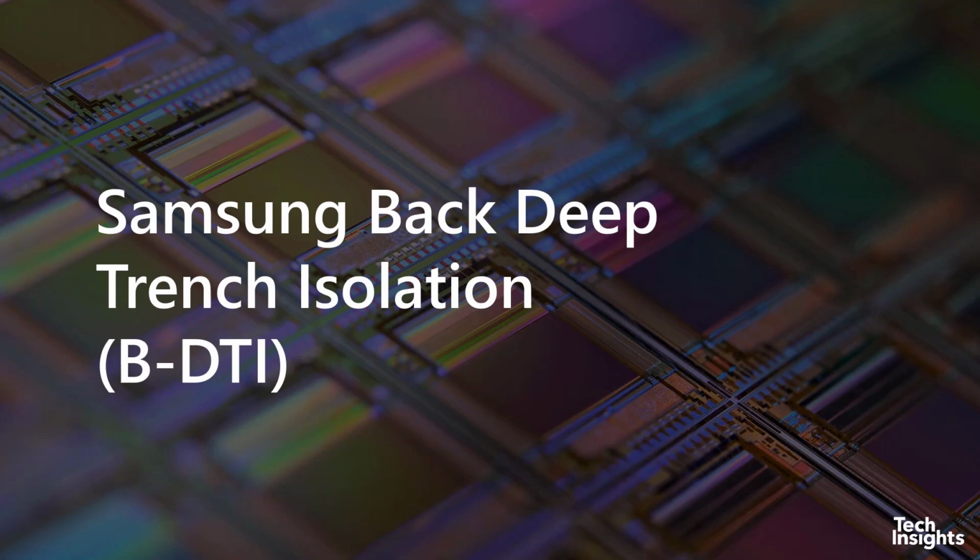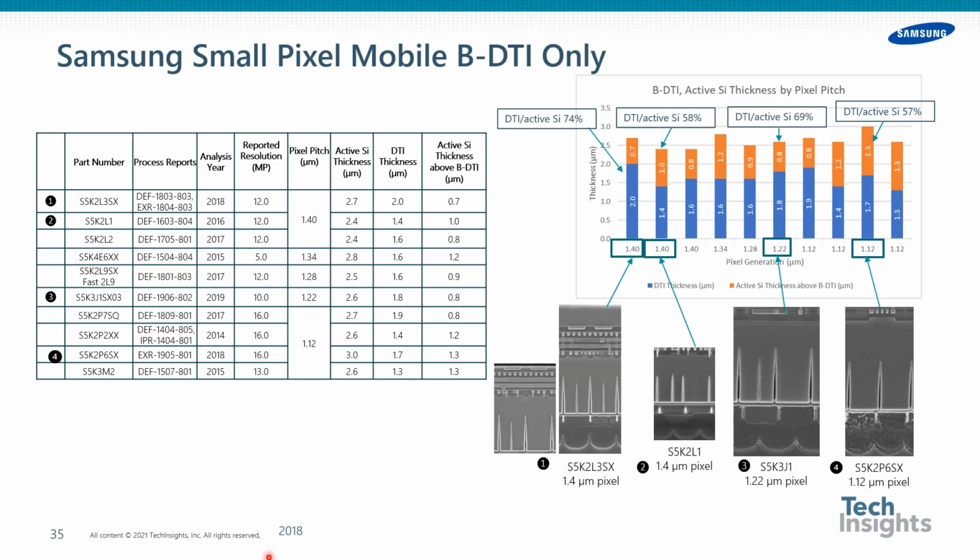Now we'll look at Samsung's back deep trench isolation. So this slide shows a summary of sensors that have been recently analyzed that did contain back deep trench isolation. There is nothing that we have observed in 2020, but we have chosen 4 outlined here, with SEM cross-section presented here.